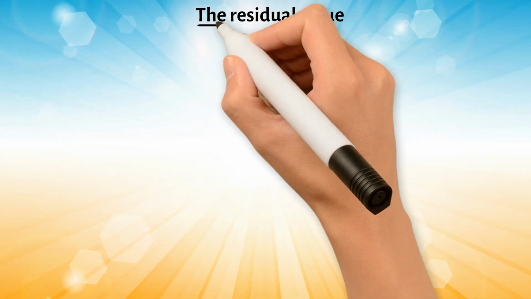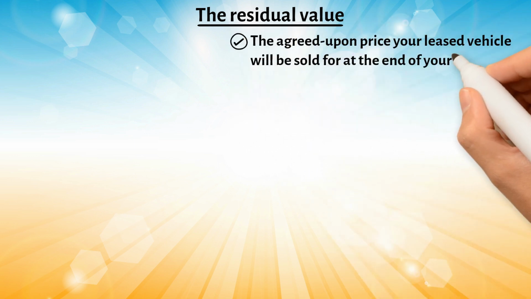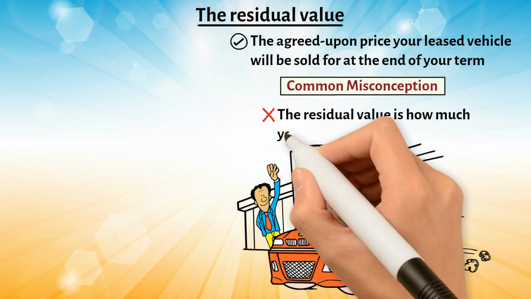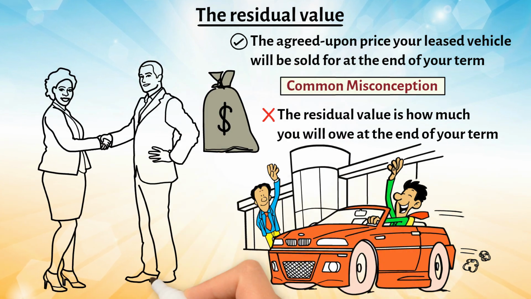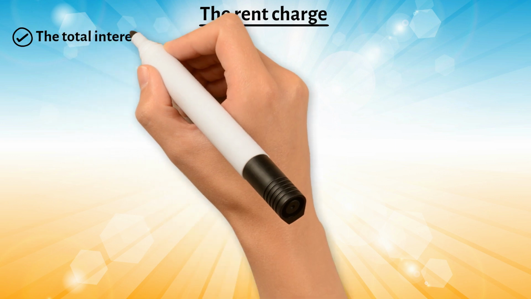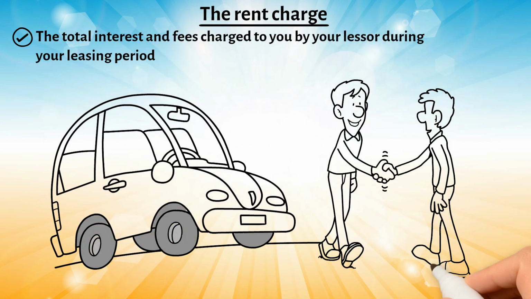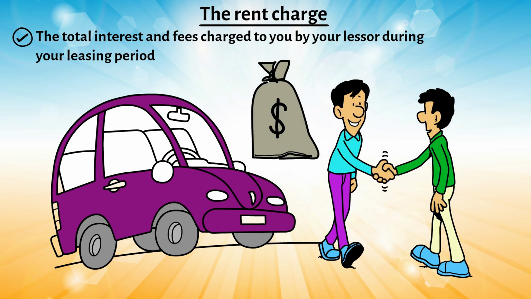The residual value is the agreed-upon price your leased vehicle will be sold for at the end of your term. It's a common misconception that the residual value is how much you will owe at the end of your term. However, it's actually a fixed price agreed upon by both parties. The rent charge is the total interest and fees charged to you by your lessor during your leasing period. This can be a good indicator of how much a car lease will actually cost you.